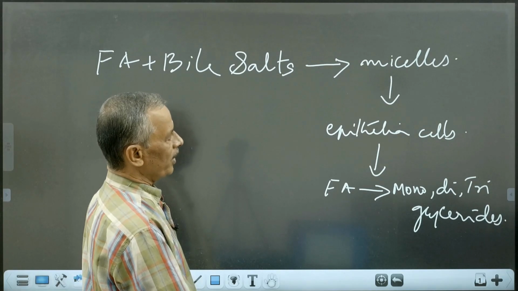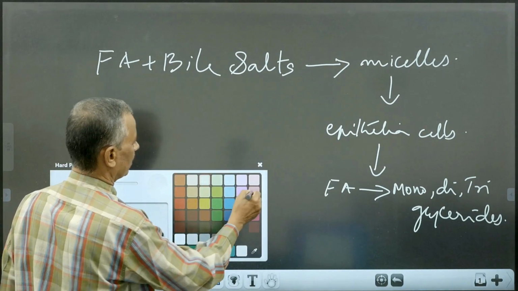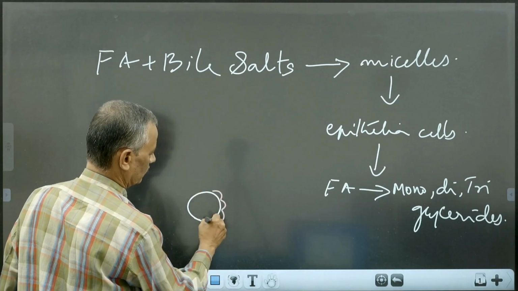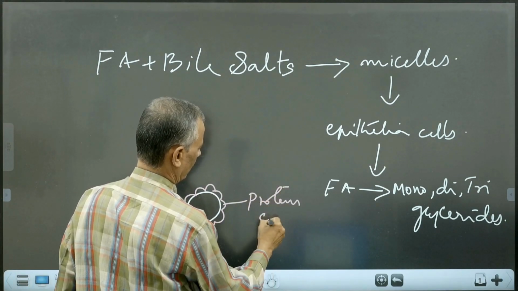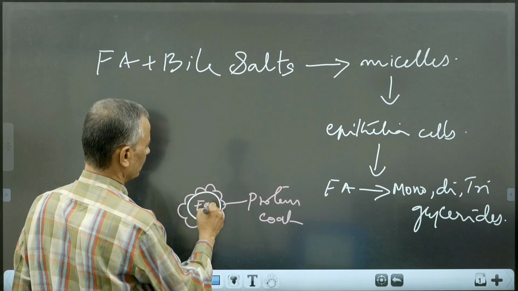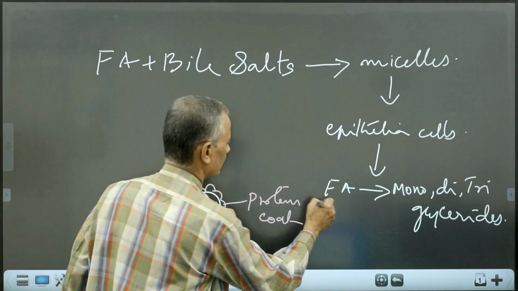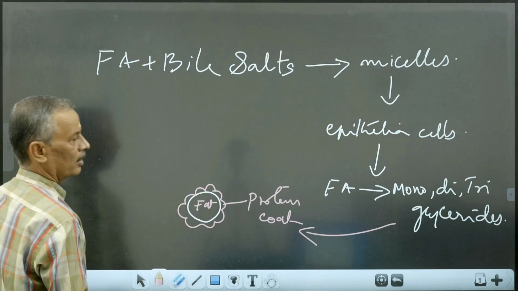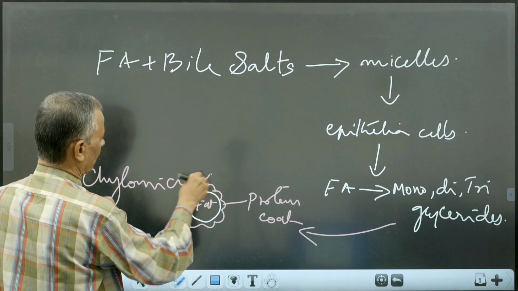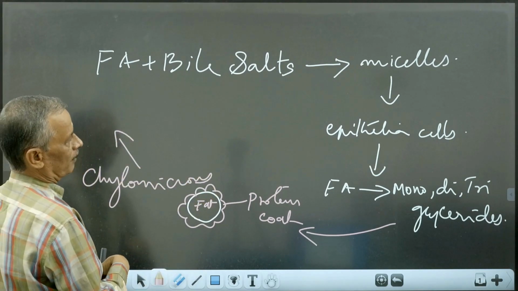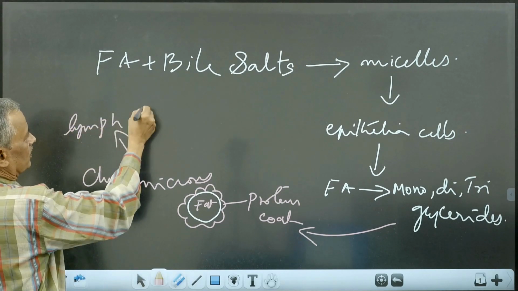Now, after making them into triglycerides, for example, this is a triglyceride, they are given a coating of protein. This is the protein coat. This is the fat covered by a protein coat. Now they are all called chylomicrons. These chylomicrons are sent out of the epithelial cells. They come to the lymph, that is, the lacteals.